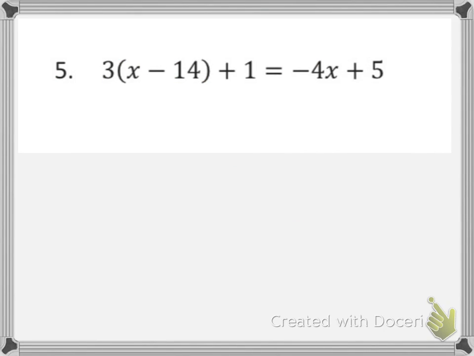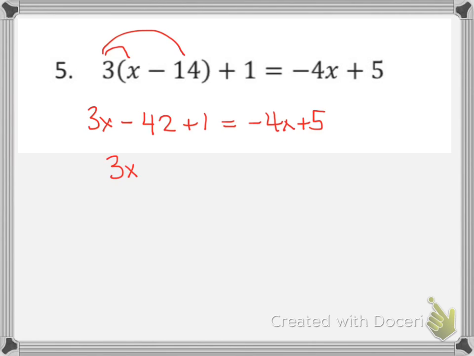All right, number 5. Let's simplify. Let's distribute this. We get 3x minus 3 times 14 is 42. And then plus 1, and that's equal to negative 4x plus 5. And then let's see, I can do a little more. I can go 3x minus 42 plus 1 is a negative 41 is equal to negative 4x plus 5.